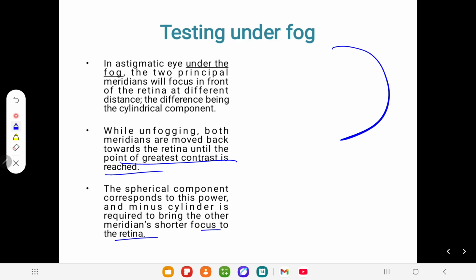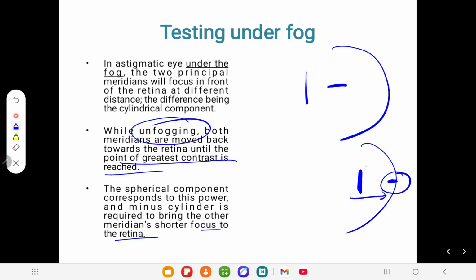Let me explain. If we fog, then we know that two meridians come in front of the retina. Then we unfog it, slowly unfogging. What happened then? This meridian focuses on the retina, and this meridian is in front of the retina. Just think, if I collapse this meridian with this meridian, then what happens? Collapse of the circle of least confusion. At that point there is no circle of least confusion. At that point there is only point focus.